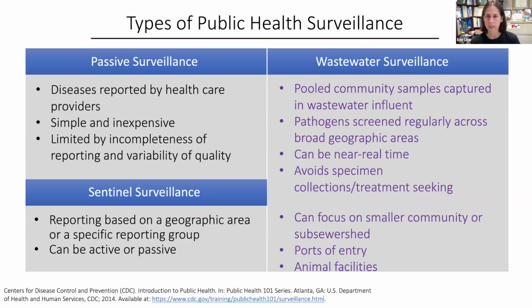For sentinel surveillance, where we're trying to capture things that may be emerging, this may be clinical reporting based on a geographic area or a reporting group, maybe active or passive. Wastewater surveillance is also really effective in these situations too. You can focus on smaller communities or sub-watersheds if you think there's an area that may be particularly at risk. Where it's really come into use though is ports of entry. So there's a whole program doing sentinel surveillance on ships and airplanes as they're coming and going, again, because it's able to tell you something about new entrants into an area. Same can be said of animal facilities as well for spillover events.